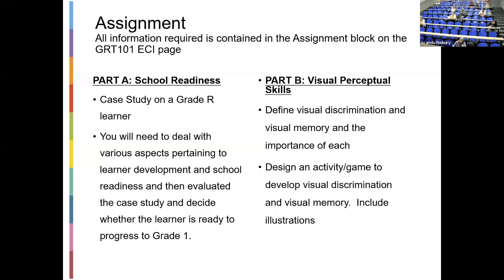Your part B is about visual perception skills. So you're going to define visual discrimination and visual memory and the importance of each. Remember, visual discrimination is, can I see the difference in things? And then your visual memory is, do I remember what I saw?